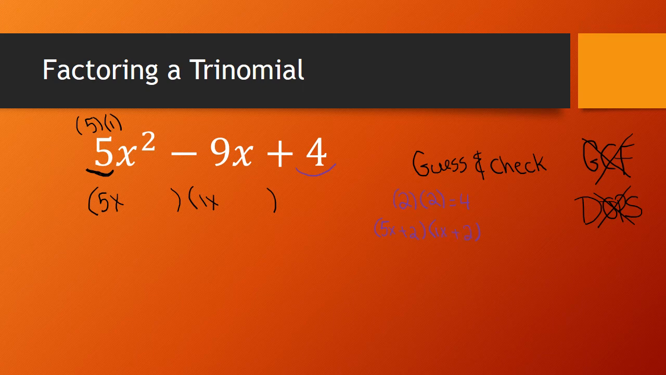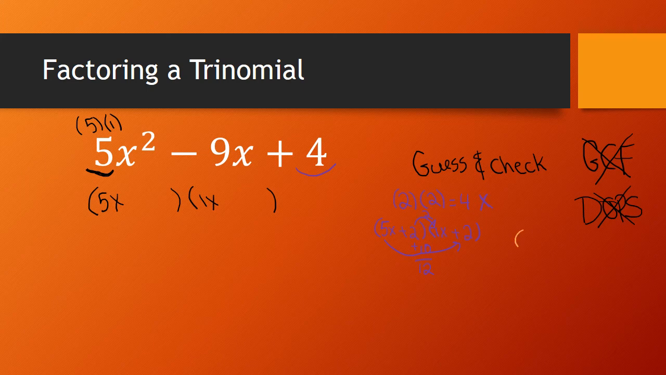So now when I multiply the inner numbers, 2 times 1, I get 2. And the outer numbers, 5 times 2, is 10. And adding these products, 2 plus 10, I get 12. And since I'm so far off from what I need, 2 and 2 are not a good guess for this trinomial. So I'm going to have to think about other numbers that can have a product of 4.